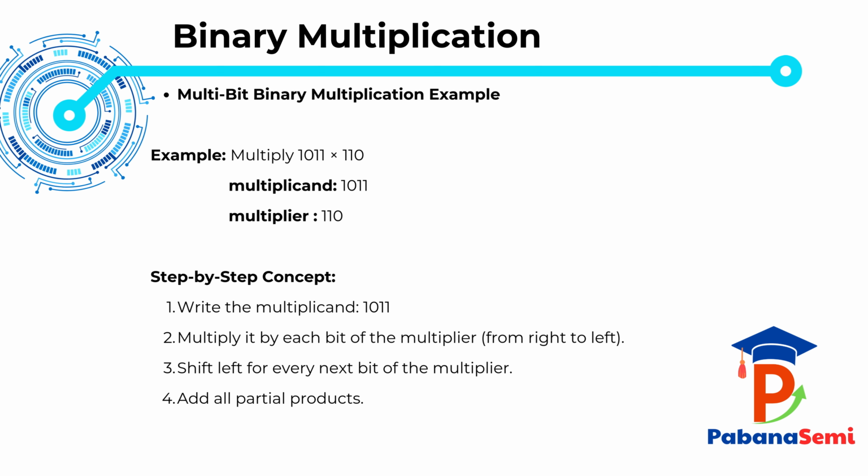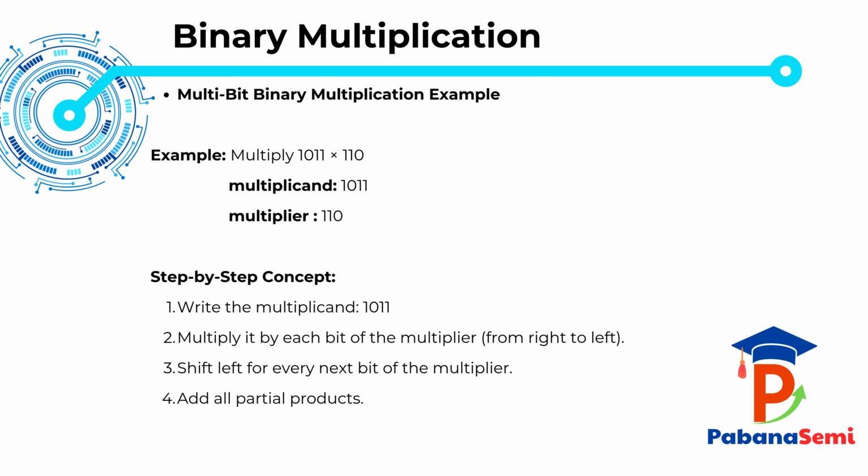First, we identify our numbers. The multiplicand is 1011, and the multiplier is 110. Step 1. We start by simply writing down the multiplicand 1011. This is the number we will repeatedly use for partial products. Step 2. We multiply the multiplicand by each bit of the multiplier, starting from the rightmost bit.